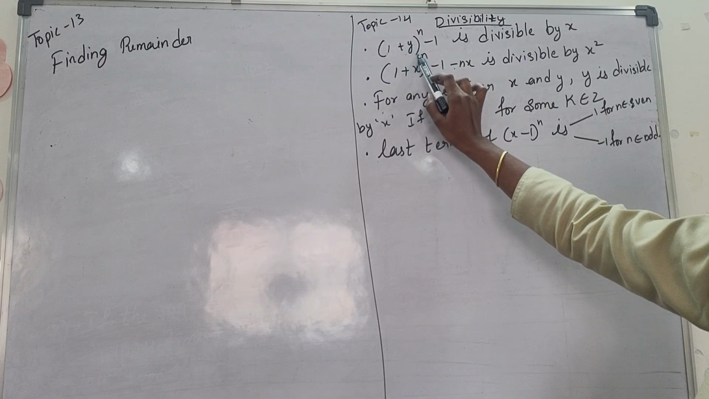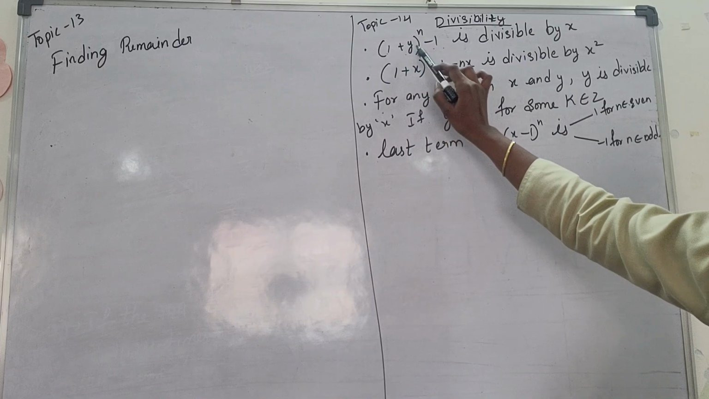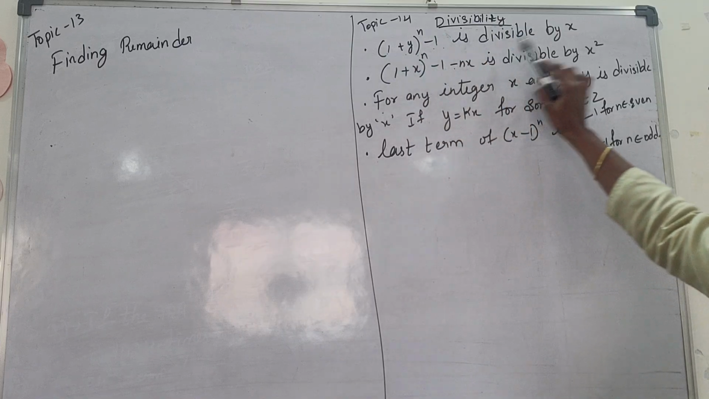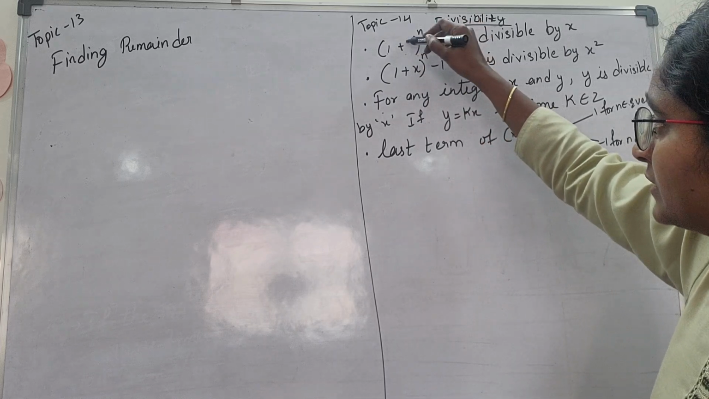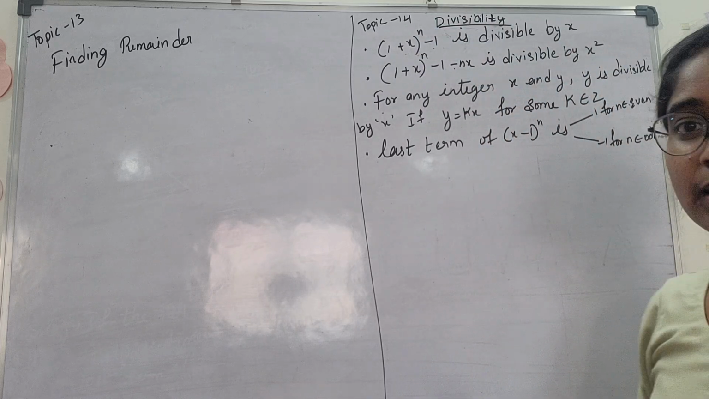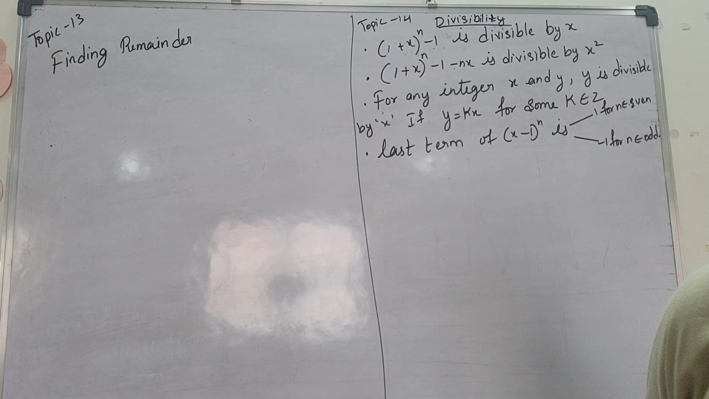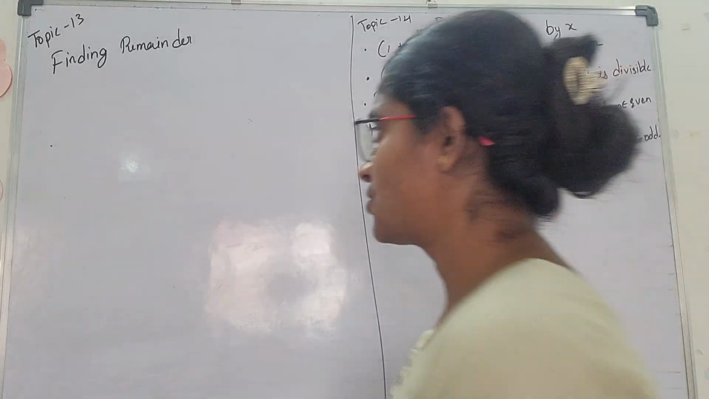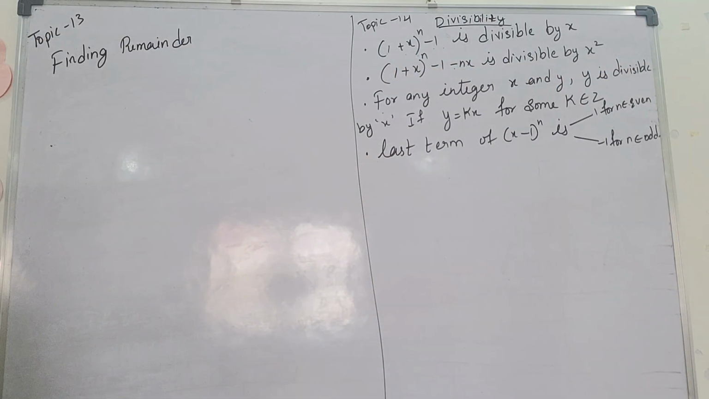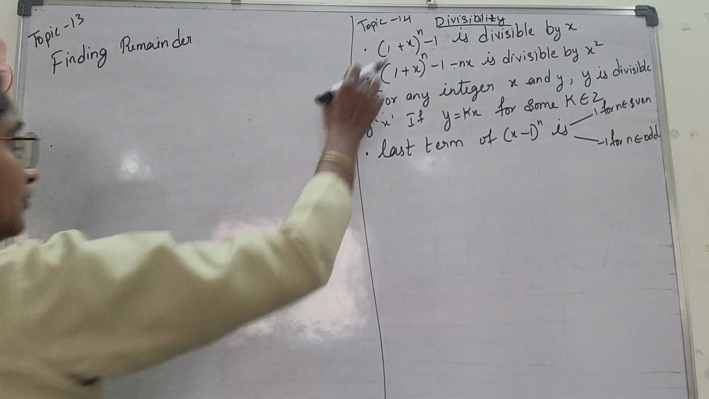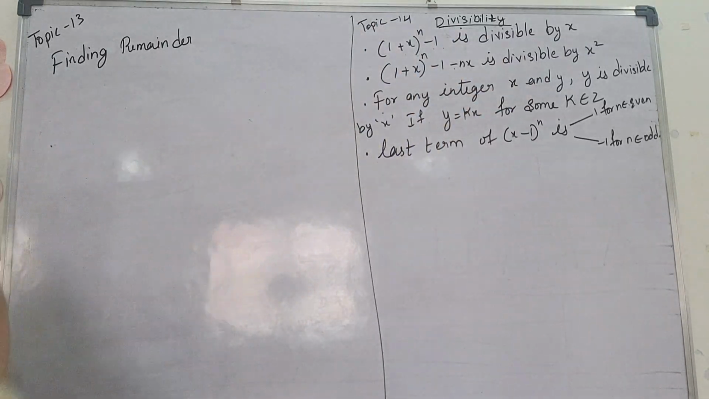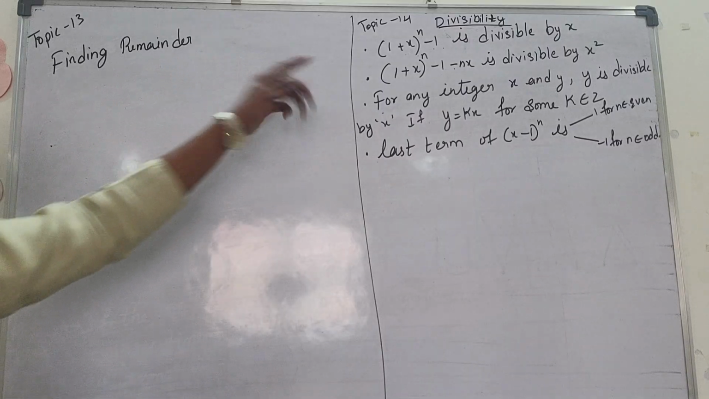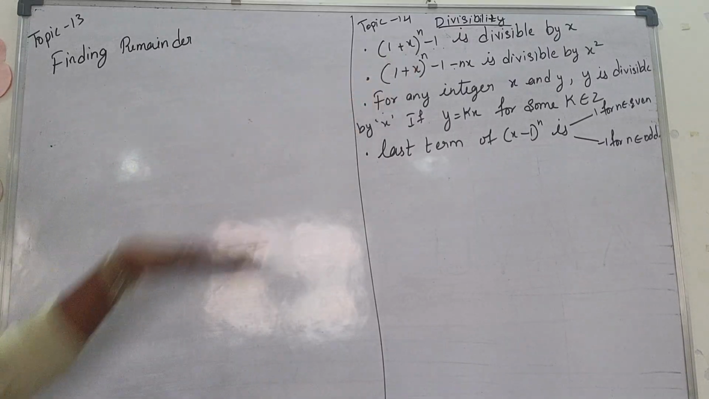(1 + y) power of n minus 1. If this is x, then this is divisible by x. That kind of question we will see. Whether it is 1 or whatever it is, we are going to call it the remainder. To find the remainder, if any other number is also there, we will just cancel it off.